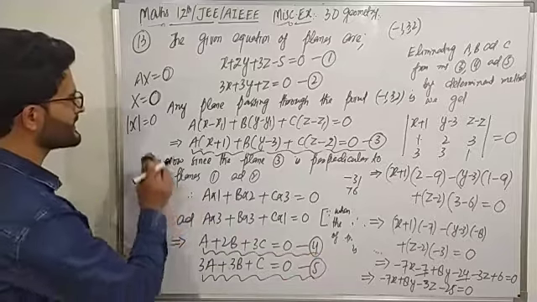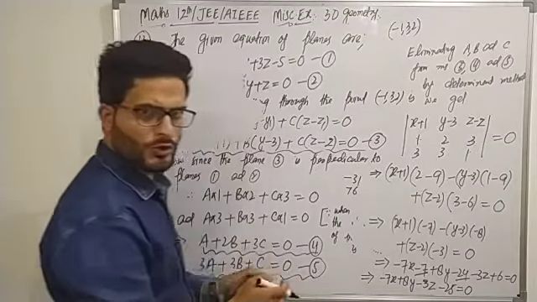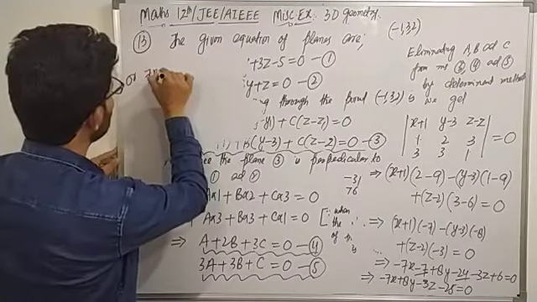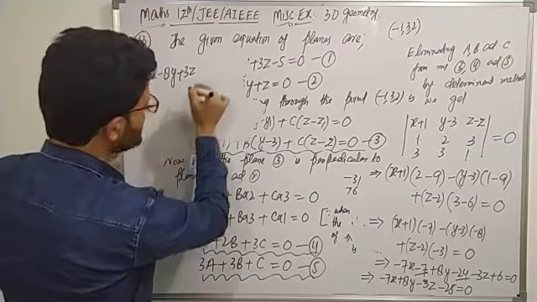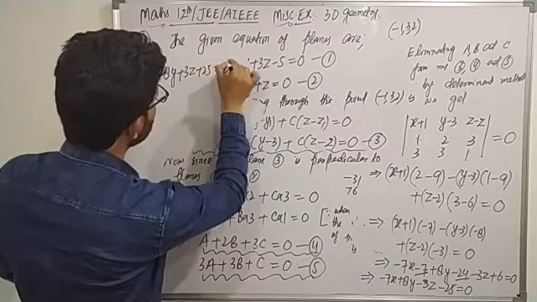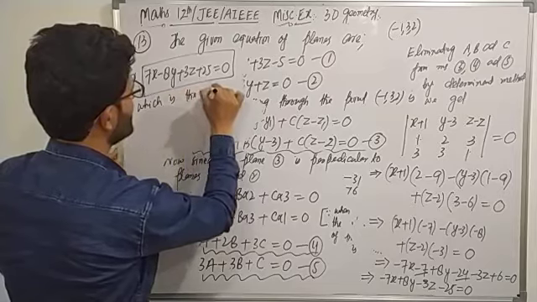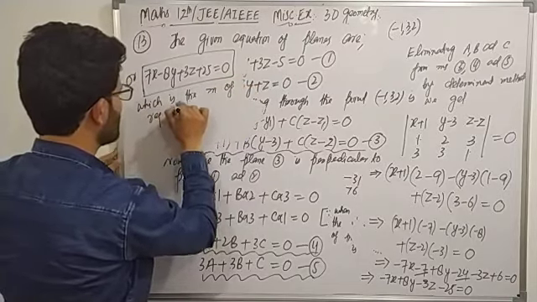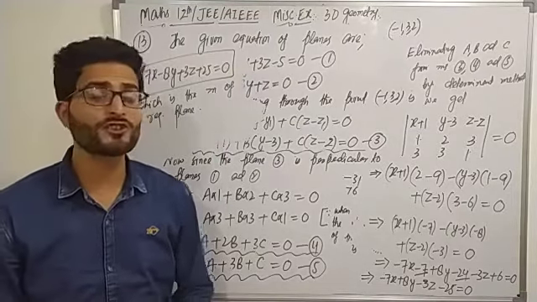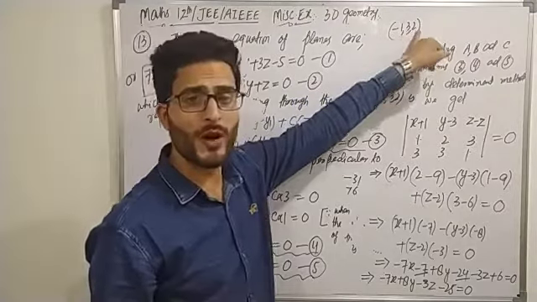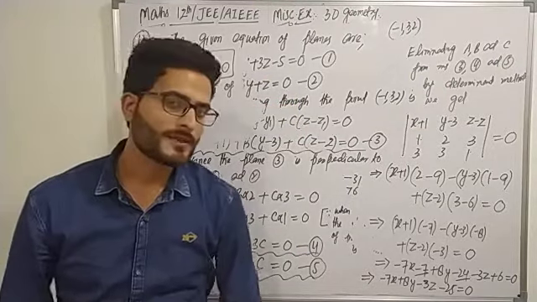We can also write this equation in another way. Multiplying both sides by minus, what will come: 7x minus 8y plus 3z plus 25 is equal to 0, which is the equation of the required plane. So 7x minus 8y plus 3z plus 25 is equal to 0 would be the equation of that plane which is passing through the point minus 1, 3, 2 and is perpendicular to each of the planes first and second. So all about question number 13 of this exercise.